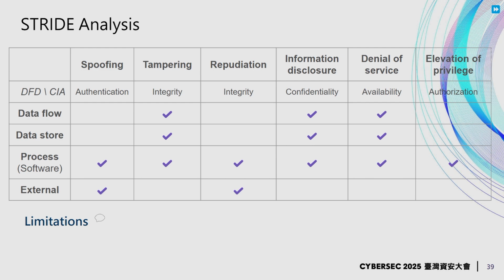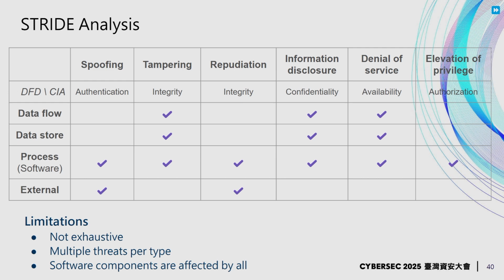All right, very quickly about STRIDE. Everybody probably knows about STRIDE. It's very friendly because it's widely popular. It maps to the CIA triad. It also maps to the DFD element, so you can very easily apply it to your components. However, it has a few limitations.